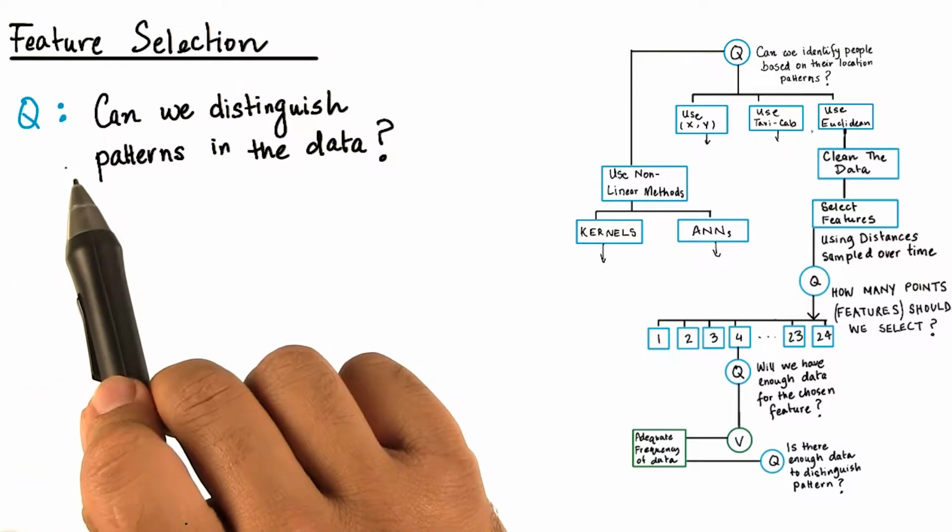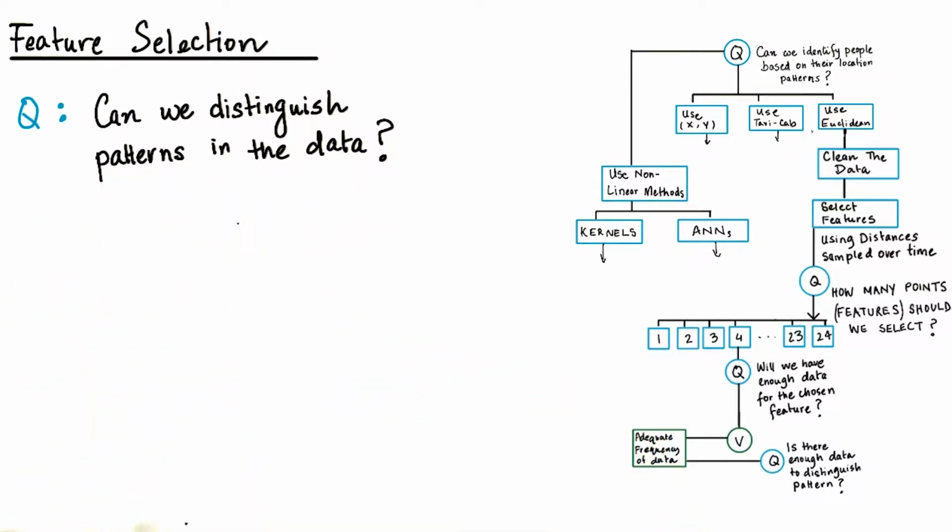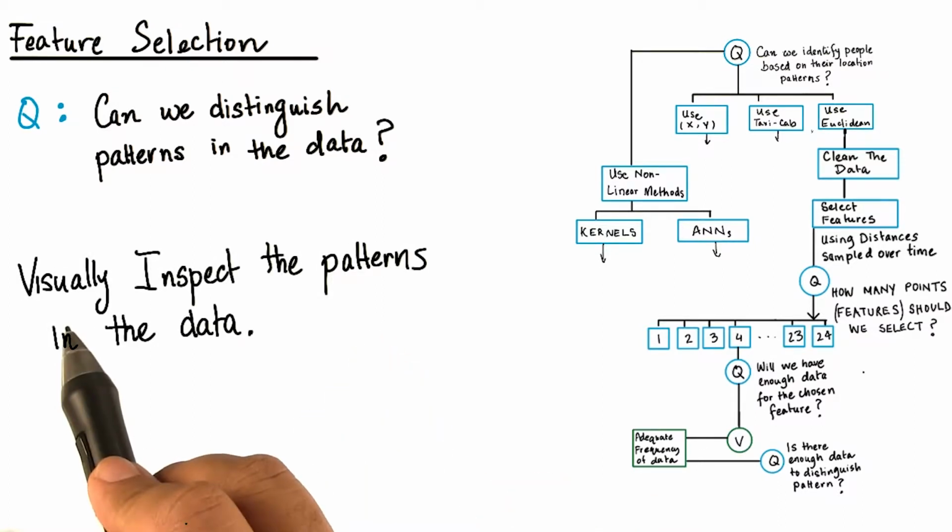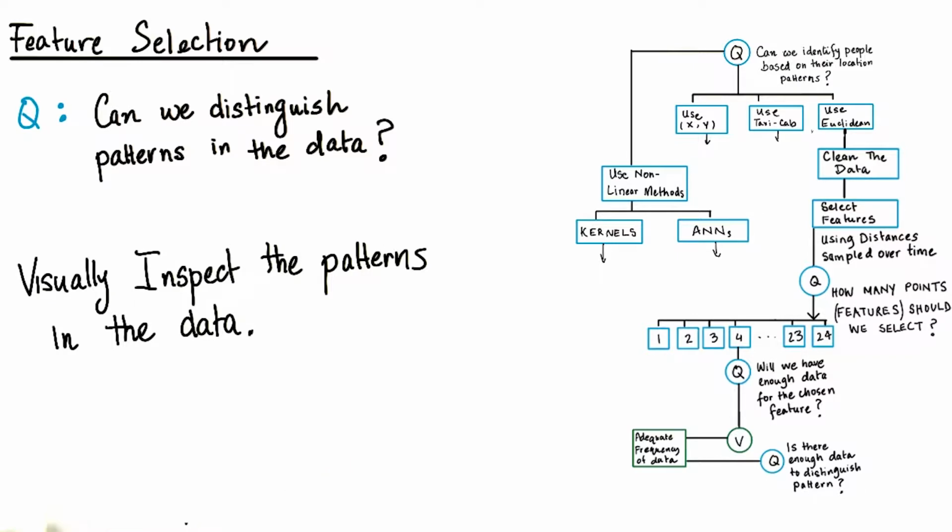The question we're asking now is, can we distinguish the patterns in the data? First of all, do we have enough data to distinguish the patterns? And are the features good enough to see a pattern? To do so, we will now visually inspect the patterns in the data.